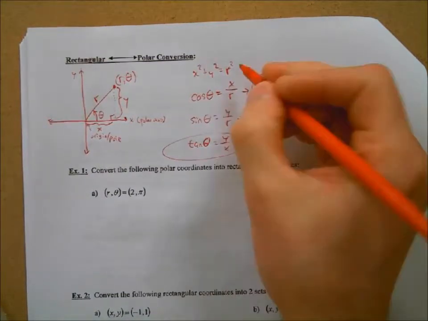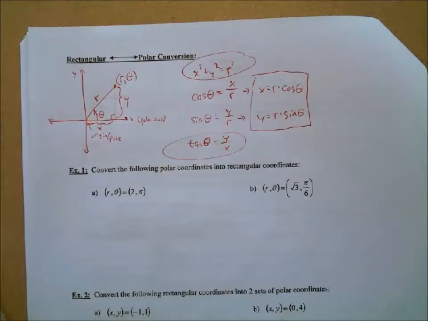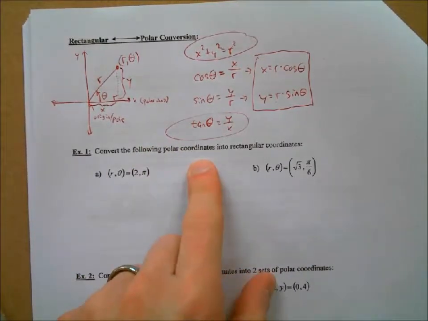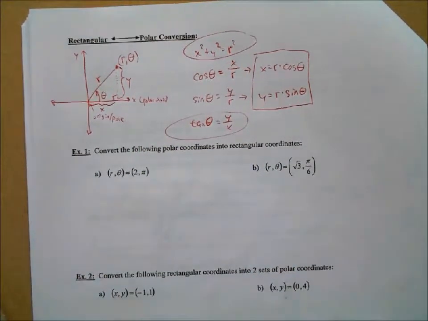So essentially, these three groupings that I made are going to help us convert from polar to rectangular or rectangular to polar. These three relationships. Well, I guess there's really 4 total if you count them individually. Okay, so let's actually do some conversion. Convert the following polar coordinates into rectangular coordinates.